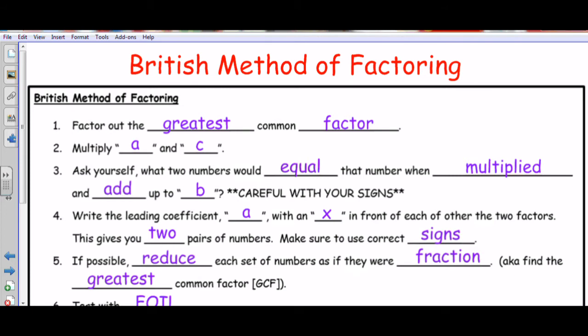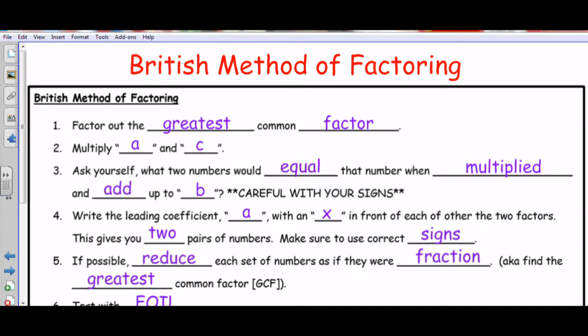in order to do that. So first, you want to factor out the greatest common factor. If all 3 terms have a number in common, or if they have a variable in common, you want to get rid of that before you do anything else. Then we're going to multiply our A times our C, so that's going to be the first term times the last term. Then we're going to ask ourselves what 2 numbers would equal that product, and that will also add up to give me my B term. So that's where we're going to hit some issues. That's the tricky part. And you want to be careful and watch your signs.